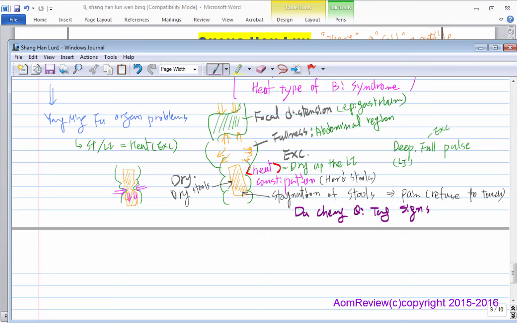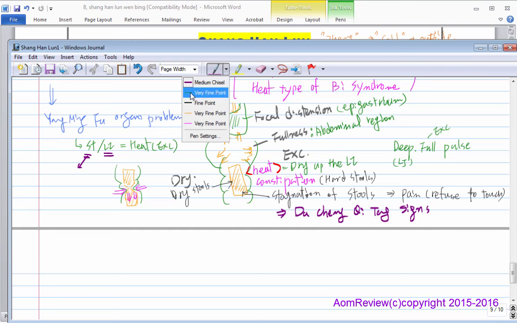So if a patient has a Da Cheng Qi Tang condition, there are some more signs. This only shows the large intestine signs, so you need the stomach signs too. What is the stomach sign?